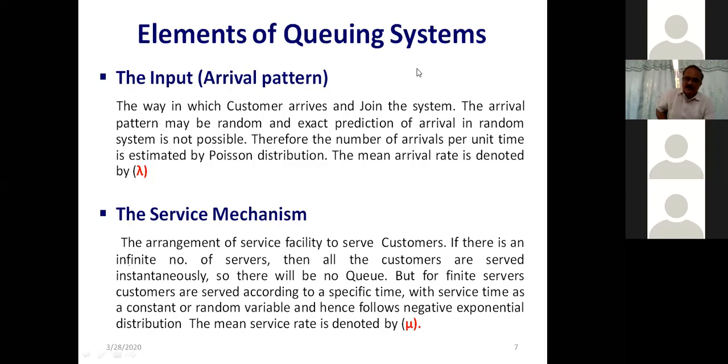But for finite servers, customers are served according to a specific time, with service time as a constant or random variable, and hence follows negative exponential distribution. The mean service rate is denoted by mu, and this mean service rate is nothing but the rate at which the customers are being served. That is mu.